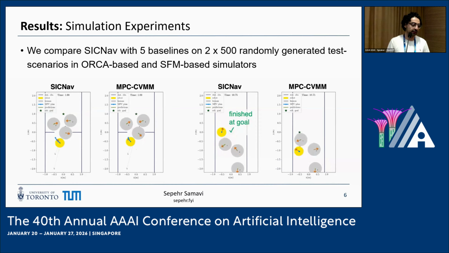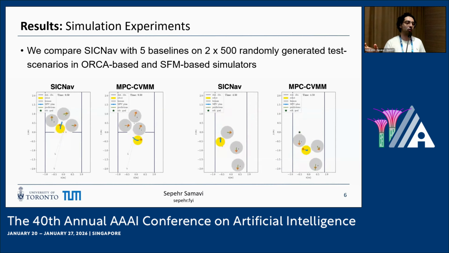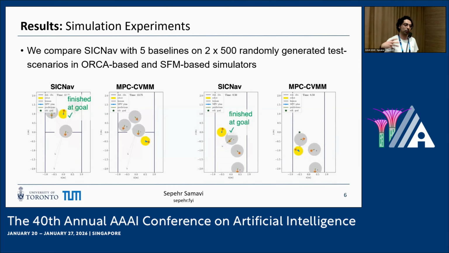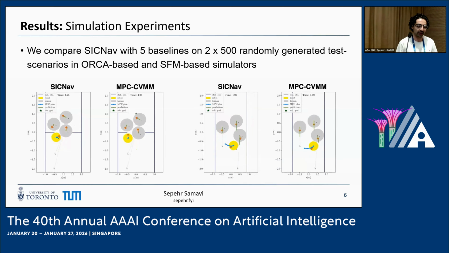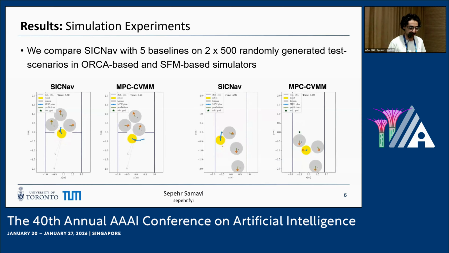But in these examples, you can see that the SICNav robot can push the humans out of the way while the reactive or the predict-then-plan approach gets stuck, highlighting the interactiveness of our method.